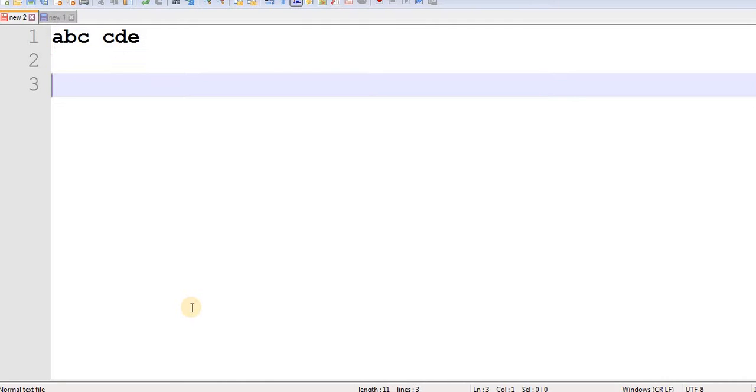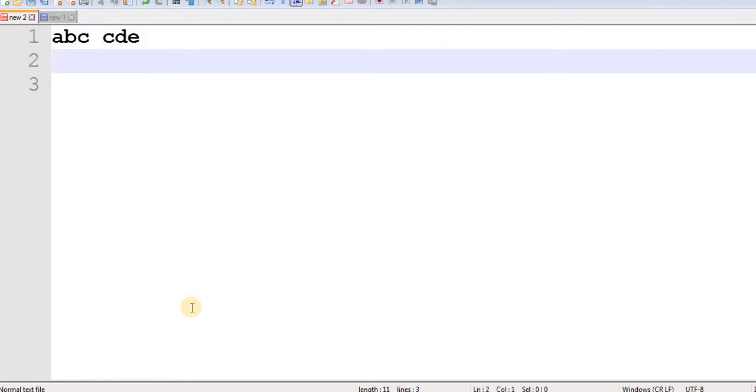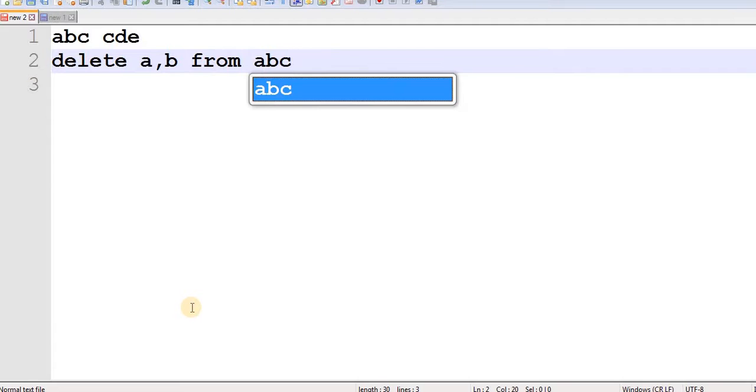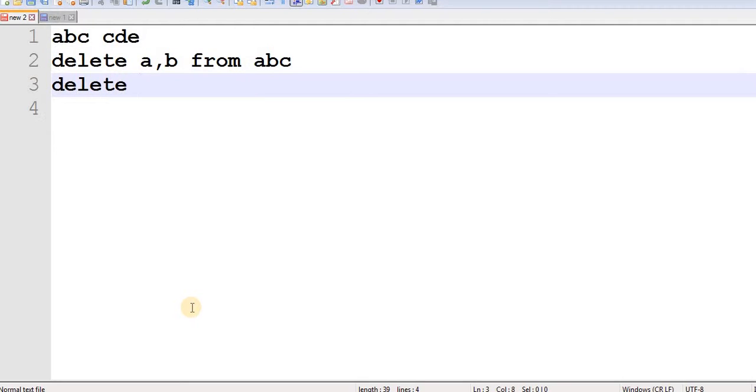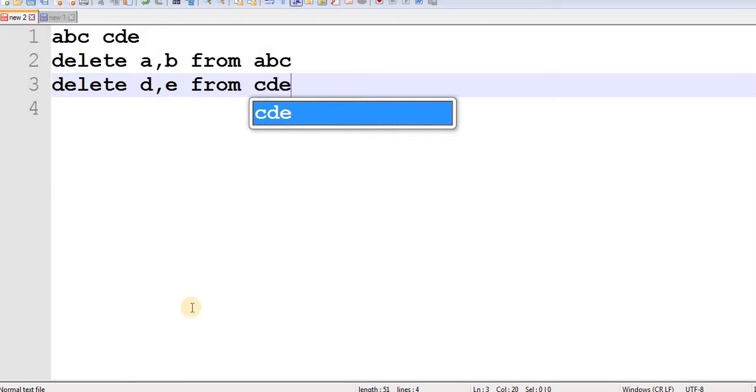Now let's take two strings which are not anagrams, which is suitable for our problem statement, such as ABC and CDE. ABC and CDE are not anagrams. According to our problem statement, what should be the minimum number of character deletions required to make ABC and CDE anagrams? One approach is to delete A, B from ABC, and delete D, E from CDE.